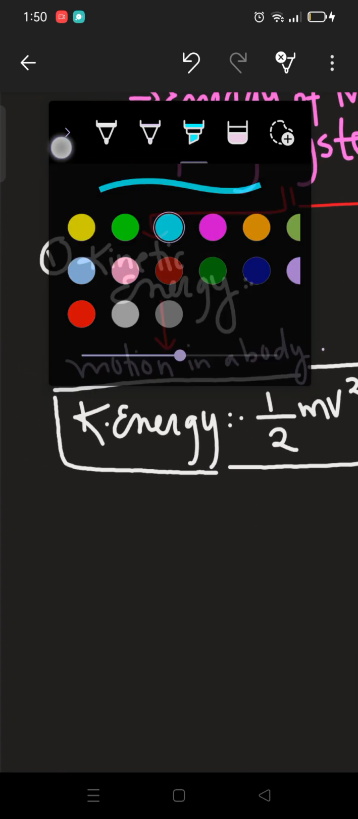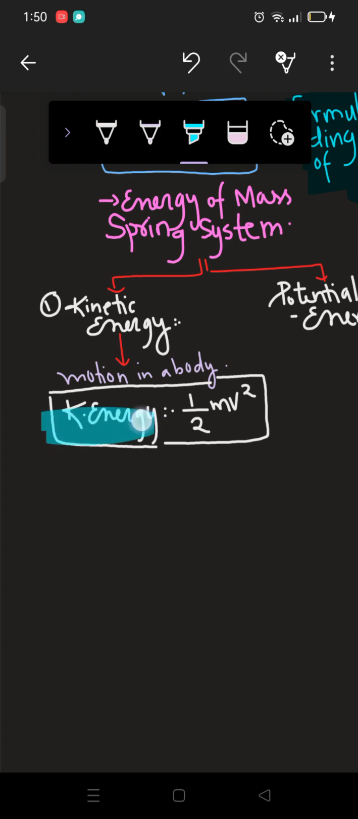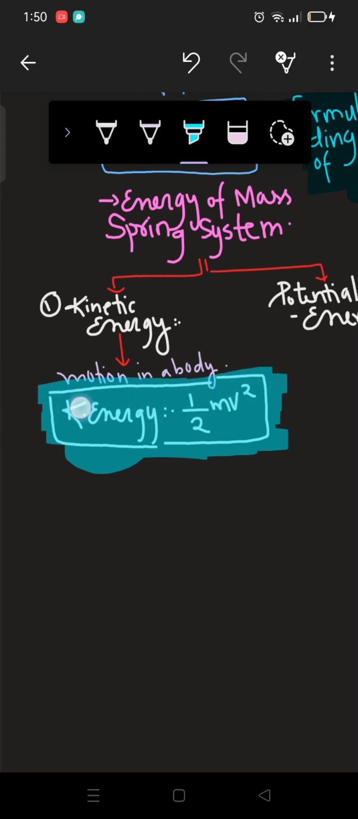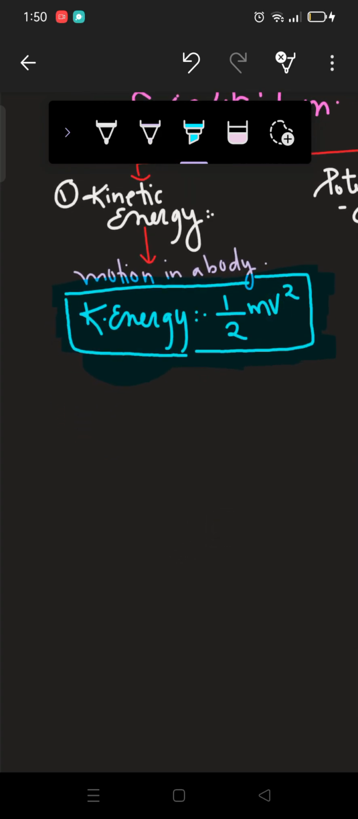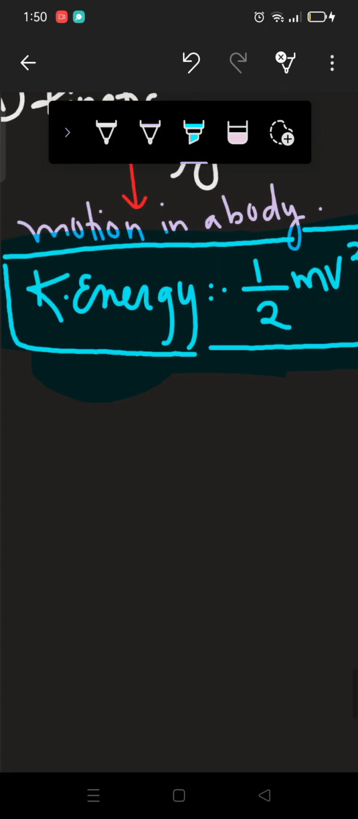This we're going to learn in very detail, how we have got this formula in the motion in 2 dimension. Initially motion in 1 dimension, then motion in 2 dimension, but this we're going to learn in motion in 2 dimension. So kinetic energy is equal to 1 over 2, which means half mv square. Kinetic energy does not depend on the velocity. It doesn't depend on the velocity, it depends on speed.